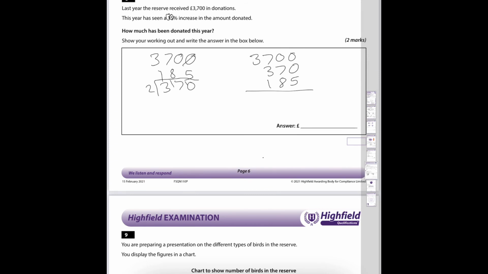So that's 10% and then 5%, that's your 15% increase. So because it's an increase, you know you're adding it on. So 4,255 is your answer. So we put that down there, £4,255. Okay.